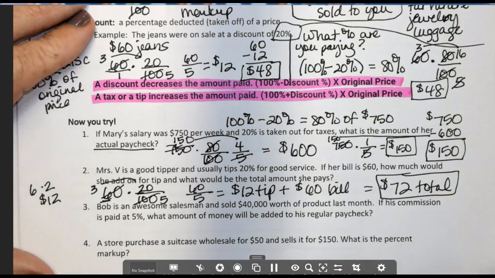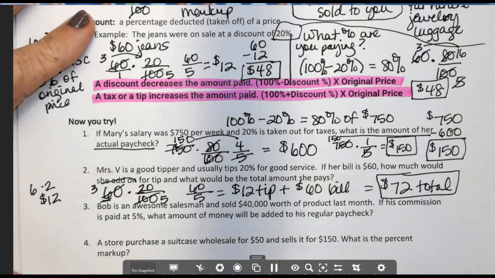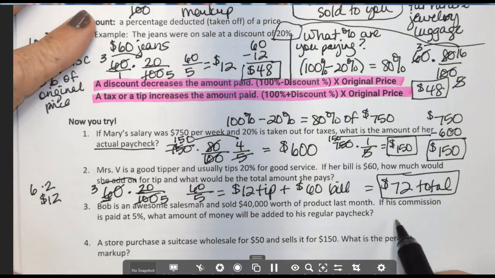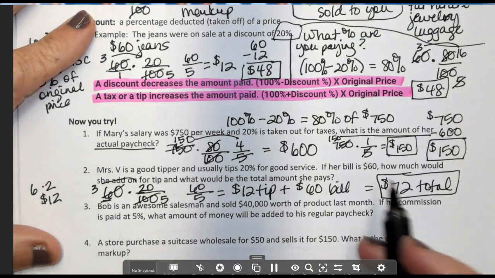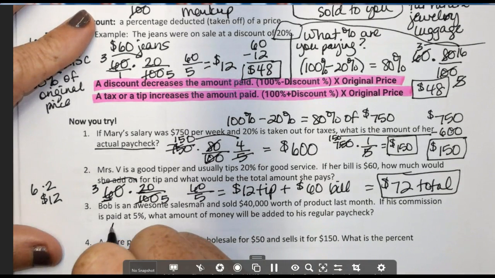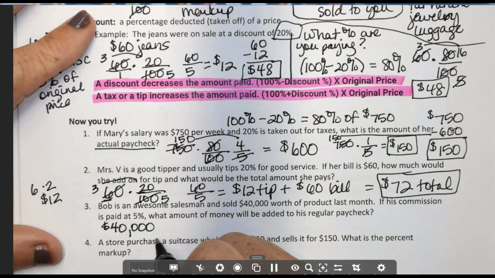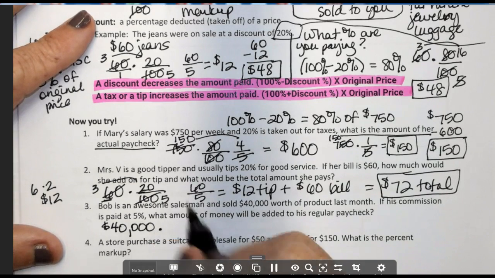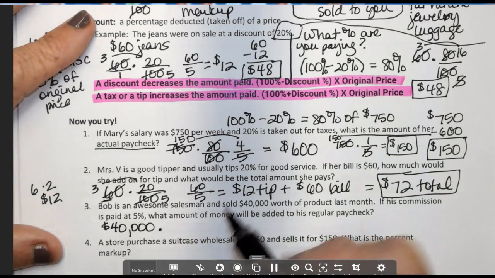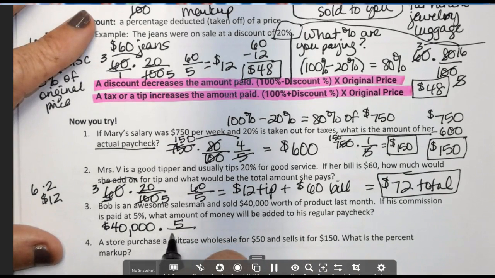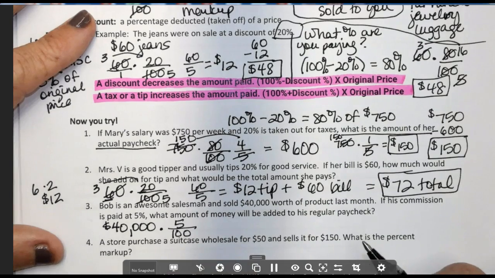Okay? Bob is an awesome salesman and sold $40,000 worth of product last month. If his commission is at 5%, what amount of money will be added to his regular paycheck? So he's selling $40,000 worth of product, whatever he's selling. And actually, if you're in sales, depending on what you're selling, that's not a large amount. There are some people in sales who sell millions of dollars every quarter, or so every 3 months, of product, depending on the industry you're in.